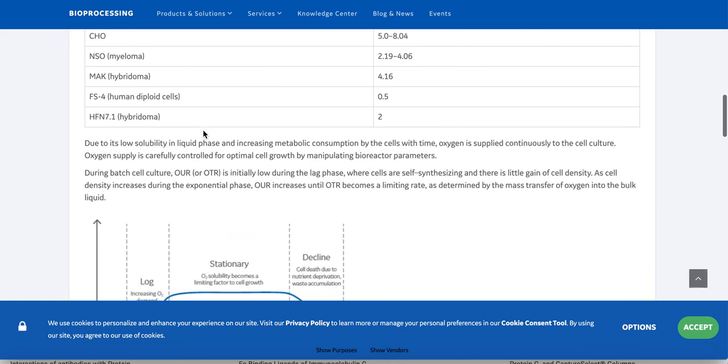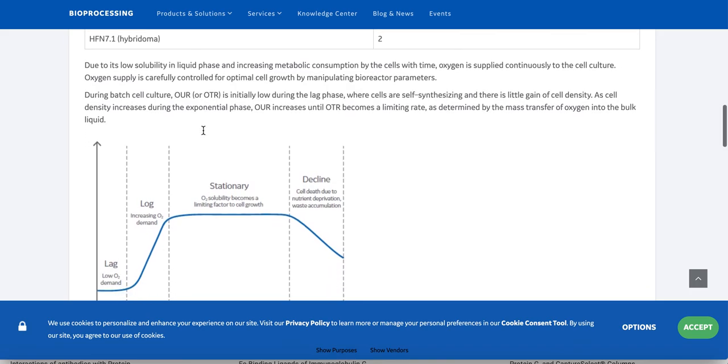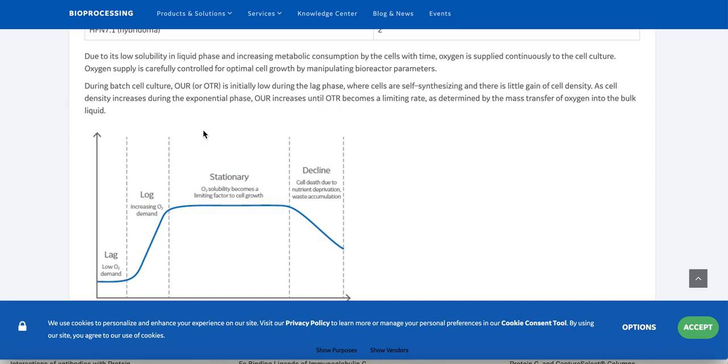Due to its low solubility in liquid phase and increasing metabolic consumption by the cells with time, oxygen is supplied continuously to the cell culture. Oxygen supply is carefully controlled for optimal cell growth by manipulating bioreactor parameters.